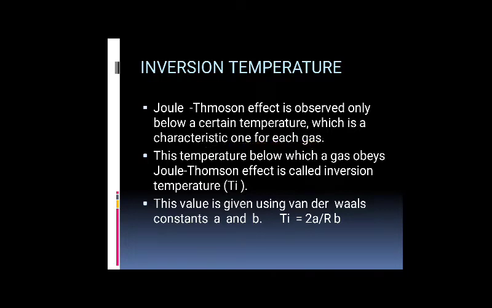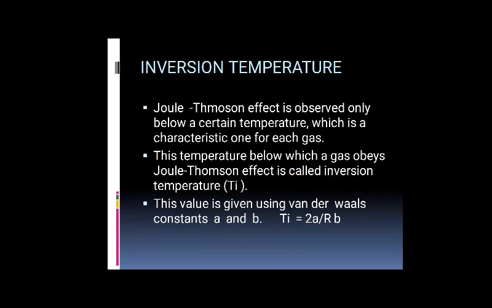So for carbon dioxide, the inversion temperature is different. For nitrogen, it is different. For ammonia, it is different. It is characteristic of each gas. This temperature below which a gas obeys the Joule-Thomson effect is called the inversion temperature. So what is the inversion temperature? This is what you have to write: the Joule-Thomson effect is observed only below a certain temperature, which is characteristic of each gas. This temperature below which a gas obeys the Joule-Thomson effect is called the inversion temperature.